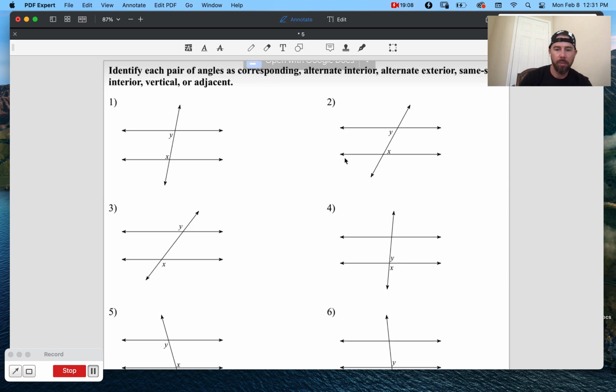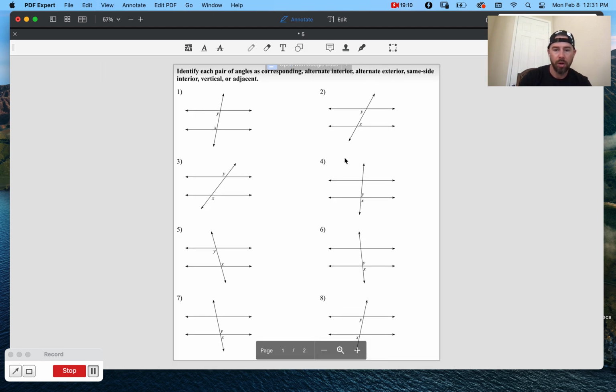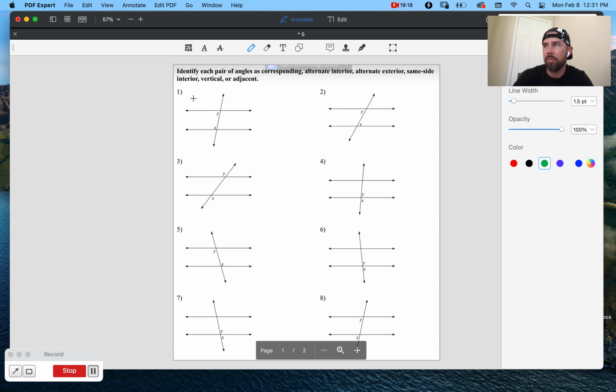Okay, so how about you on your own just name angles? I'm not even going to show you these. How about you name on your own angles 1 through 8? So go ahead, press pause, and name angles 1 through 8 on your own.